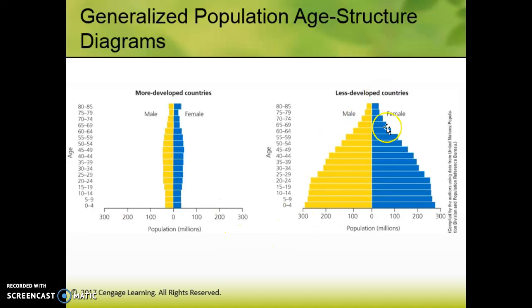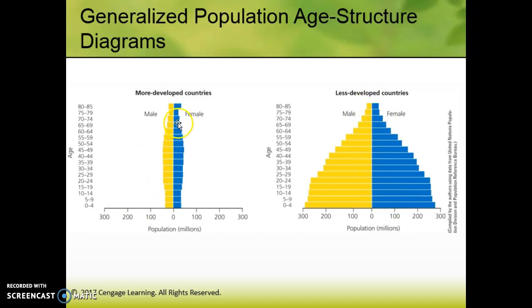So let's start with the one on the right. So notice that age increases as we go up. Our population is on our x-axis, and females on one side, males on the other. That's kind of the basics of an age structure diagram. If we look at this population, we can see that this population is growing quickly. Look how much bigger the diagram is at the bottom than it is at the top. A whole bunch of babies are being born. Not a lot of old people are still alive.